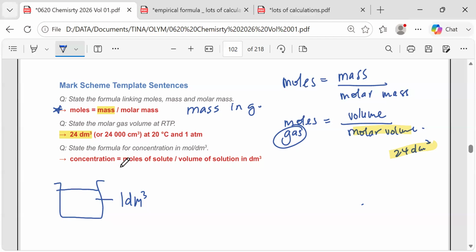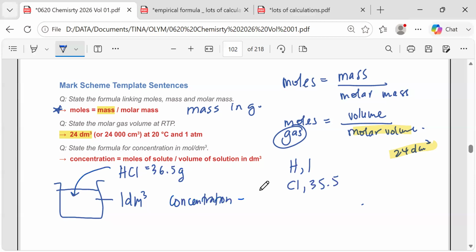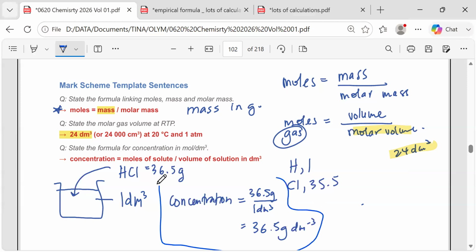Okay, so if I put hydrochloric acid, you know hydrogen is 1, chlorine is 35.5, right? So HCl is 36.5, right? Now, if I put 36.5 grams inside 1 decimeter cube, I can say my concentration is 36.5 grams over 1 decimeter cube, which is 36.5 grams per decimeter cube. Is that correct?